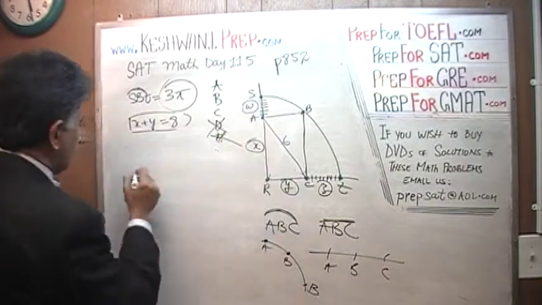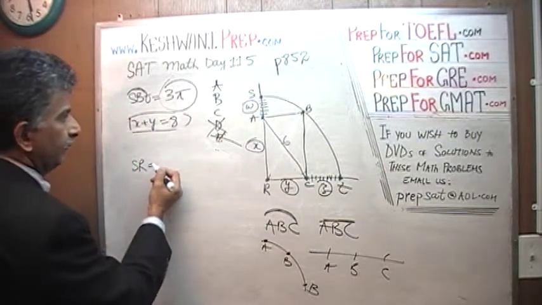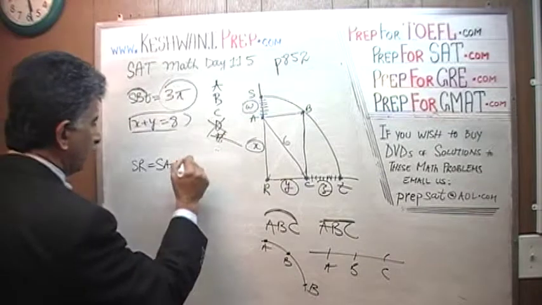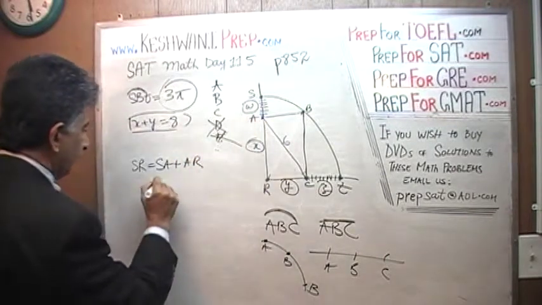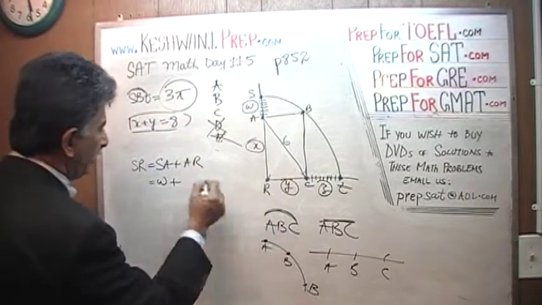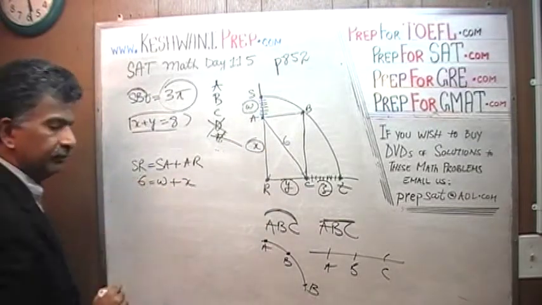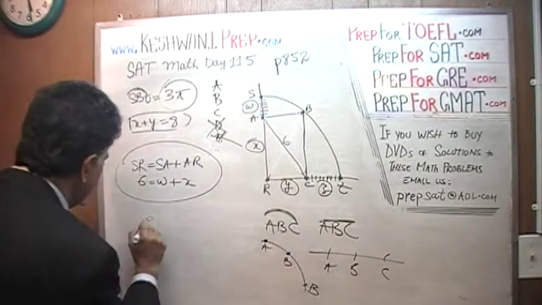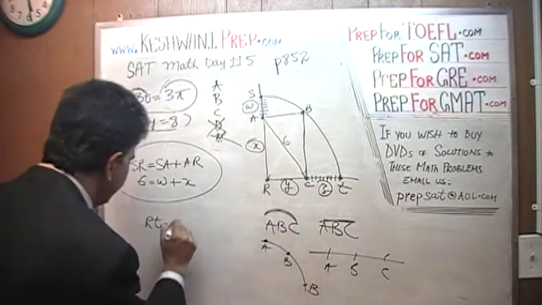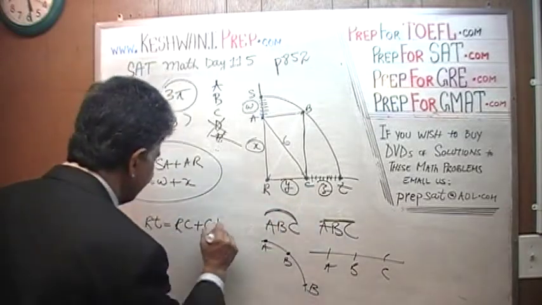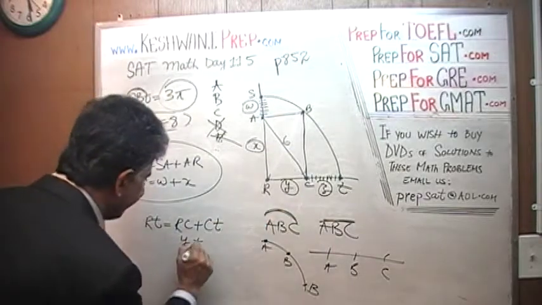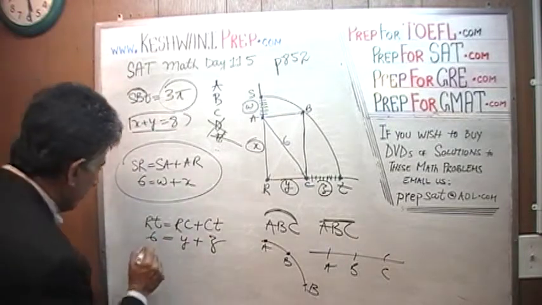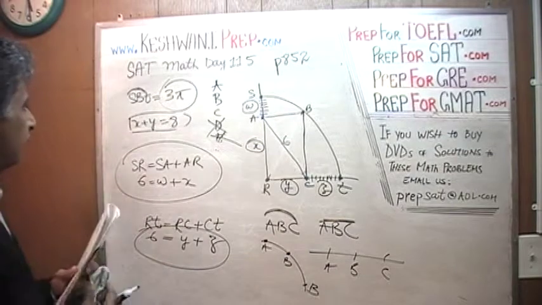We know that S to R is S to A plus A to R. S to A is what we're calling W, and A to R is what we're calling X, and we know that equals 6. Similarly, so let's put that aside. Similarly, we know that R to T equals R to C plus C to T. R to C is what we're calling Y, and C to T is our Z, and that we know equals 6. Watch what happens. Let's add them up here.